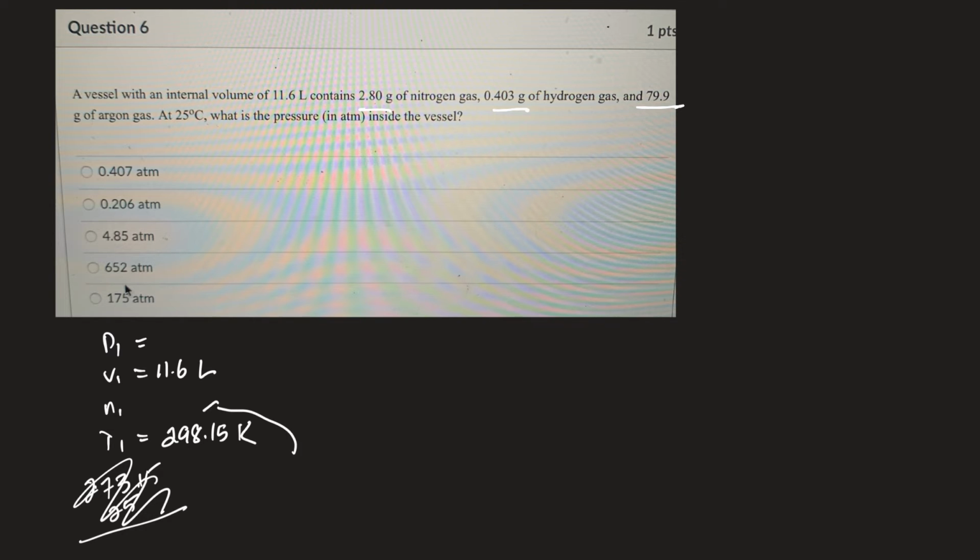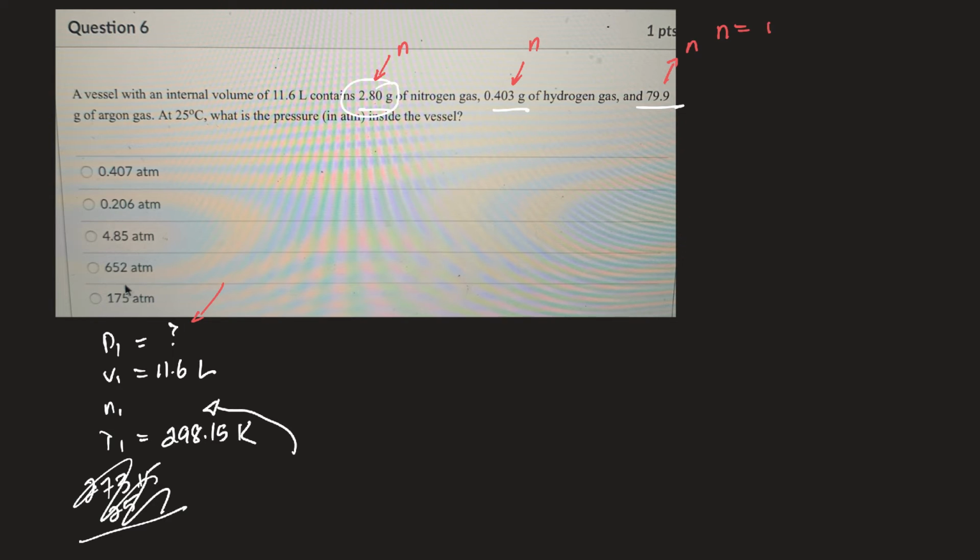So it looks like they're giving me a bunch of moles. Well, they're giving me grams, but I can convert those to moles. And so then I have to figure out what the total pressure is. So this looks like a Dalton's law. So let's figure out the number of moles for nitrogen, the number of moles for hydrogen, and the number of moles for argon. And then we can add those together according to Dalton's law, and then determine pressure using PV equals nRT. So let's do our moles up here.